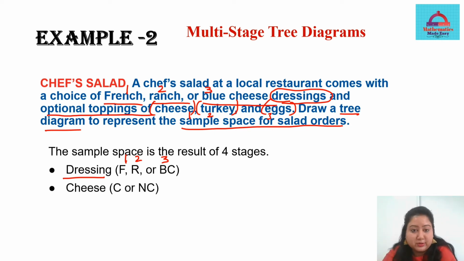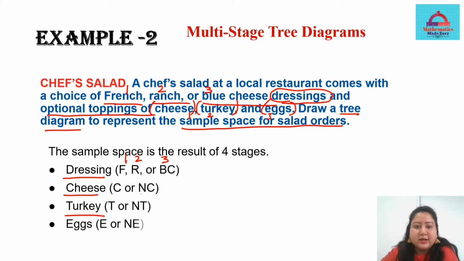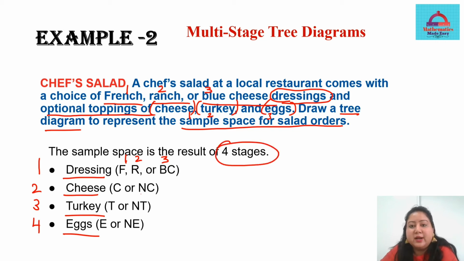Next, you have the options. Because these are optional, for the salad you may go for it or you may not. If you're taking cheese as the option, then it will be capital C, and if you're not taking it, then it will be NC, that is not cheese. The next option is for turkey, so capital T for turkey and capital NT for not turkey. This is the next stage. And the last stage is for eggs, whether you want to have the eggs, capital E, or whether you don't want the eggs, that is capital NE. So 1, 2, 3 and 4. These are going to be the 4 stages. That's why it is a multi-stage tree diagram. I hope it is understood how you identify the stages, and let's now see in the next slide how we draw the tree diagram. So let's now draw the tree diagram with the 4 stages.